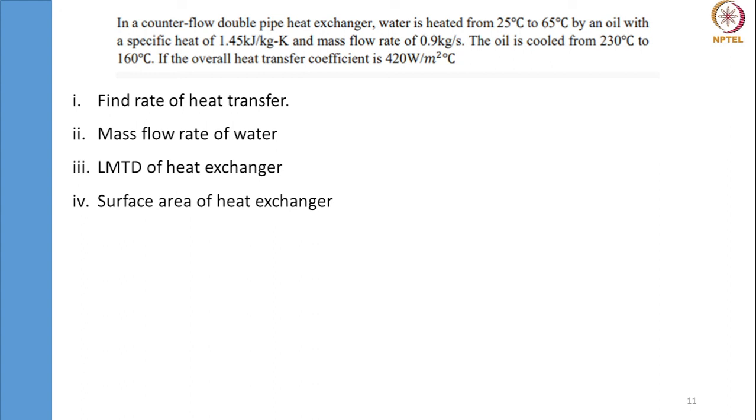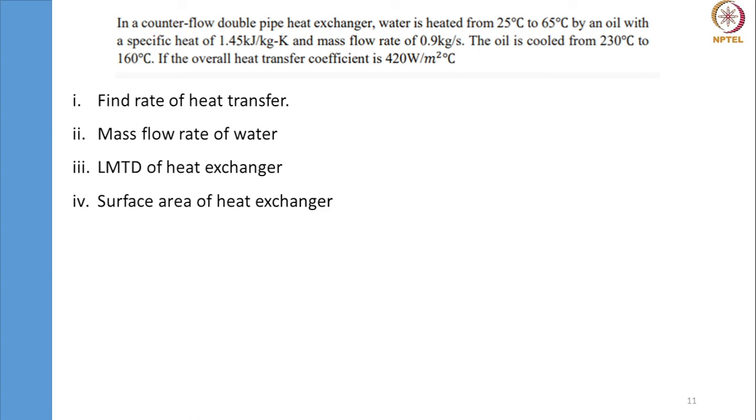What is your delta T1 at the hot end? LMTD is coming 150.9. I think you are close but not exact. Delta T at one end is 230 minus 65 degrees Celsius. Yes, sir. So that comes out to be 165 degrees Celsius. Okay, I'm getting 143. Close but not exact.